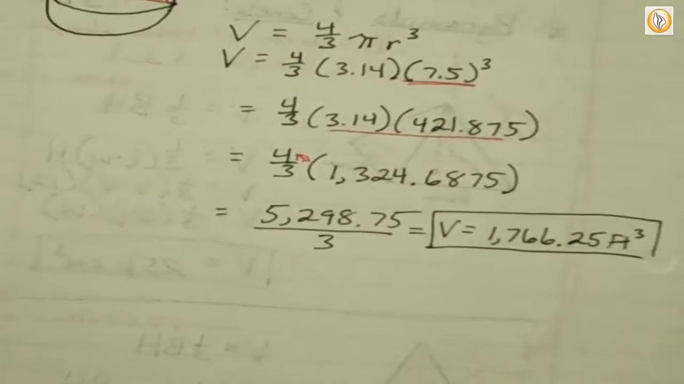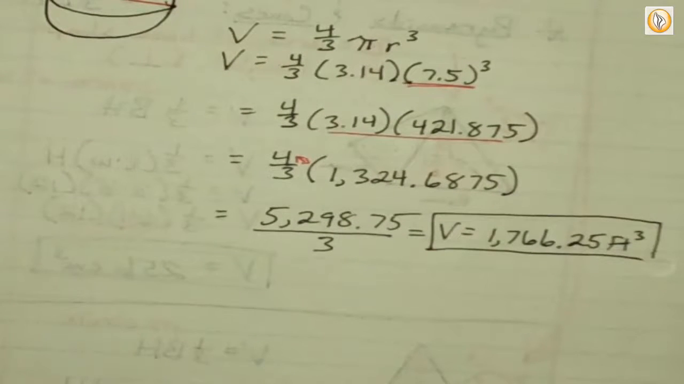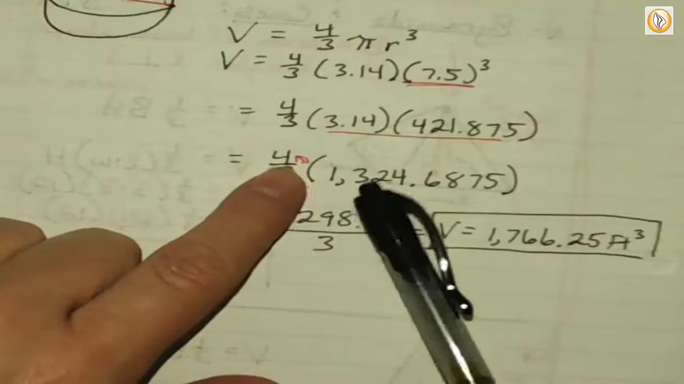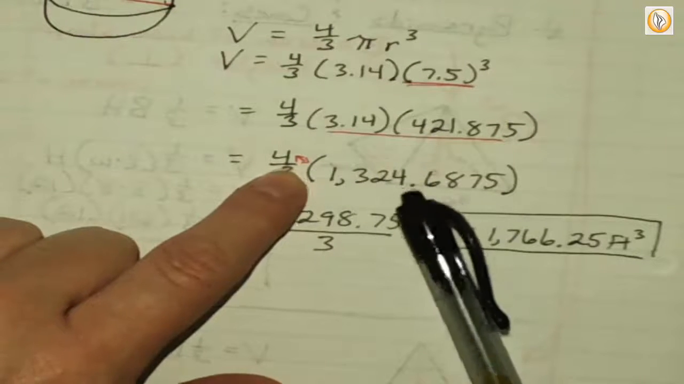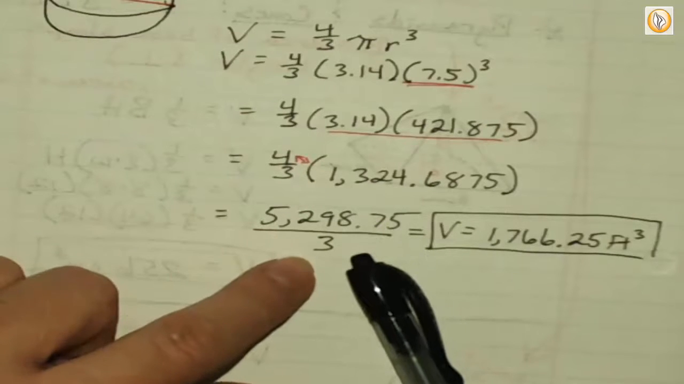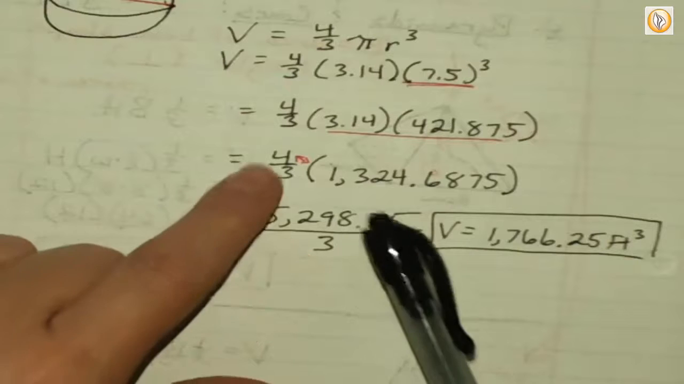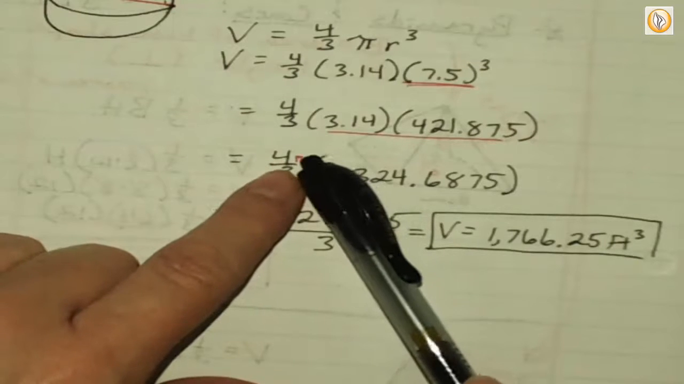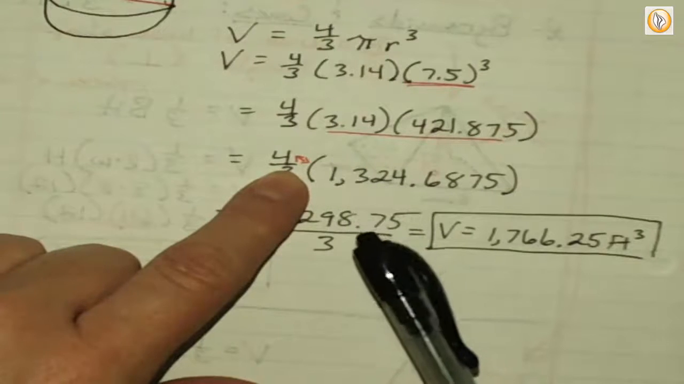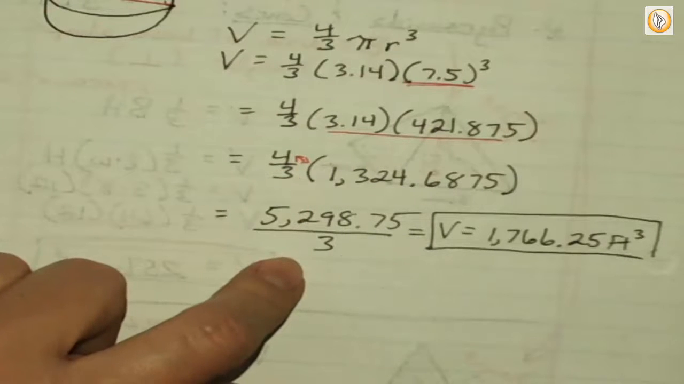Wait. Can you do that again? Oh, because it's divided by 3. Wait, what? Did you divide it by 4? Or 3? Because it's 4 over 3, so we do 4 times this. We get this. Then we divide by 3. So you multiply with the 4, and then you divide by 3.